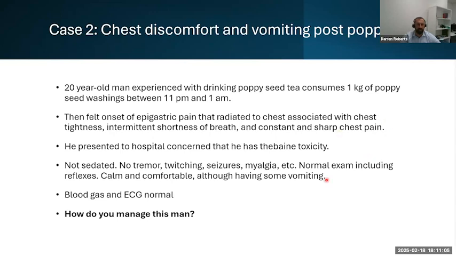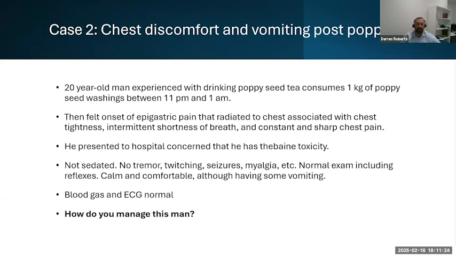And he turns up to hospital saying, I think I've got thebaine toxicity. He's not sedated. He's got no tremor. There's no twitching. There's no seizures. There's no muscle pains. He's got a very normal examination, including his reflexes. He's calm and comfortable, but has some vomiting. He's had some blood gases and an ECG, and they're normal.